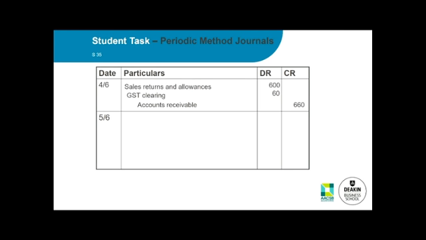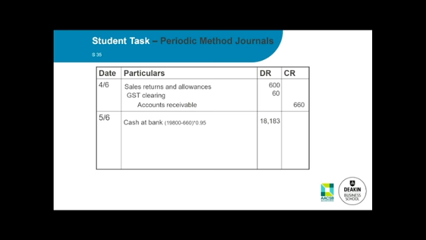Accounts receivable, $19,800 minus $660. It's $19,140. They're paying us back that minus the 5% discount. So the transaction would be the same, right?